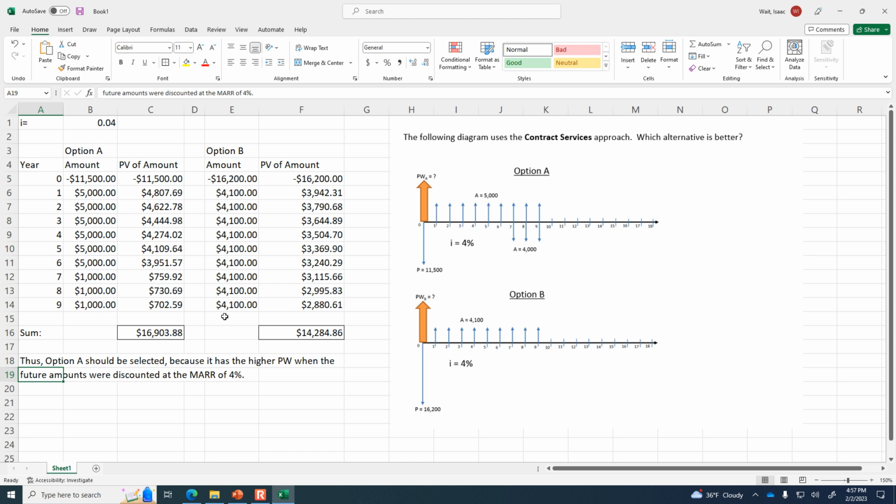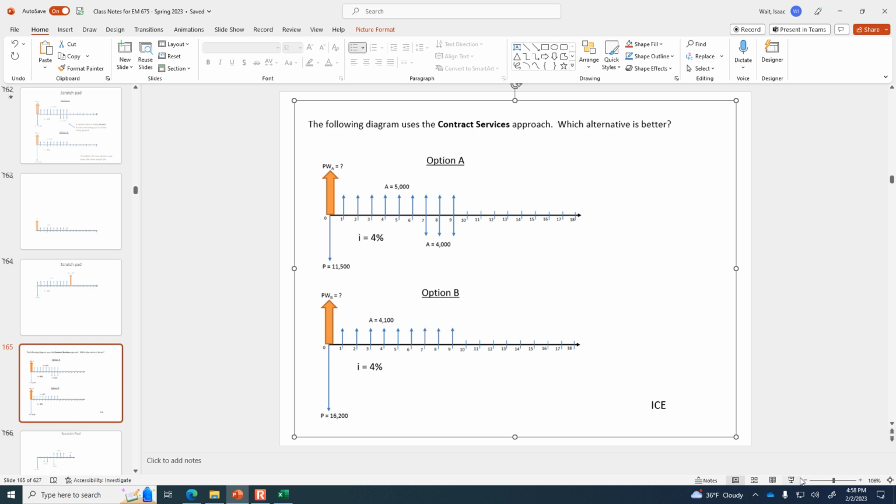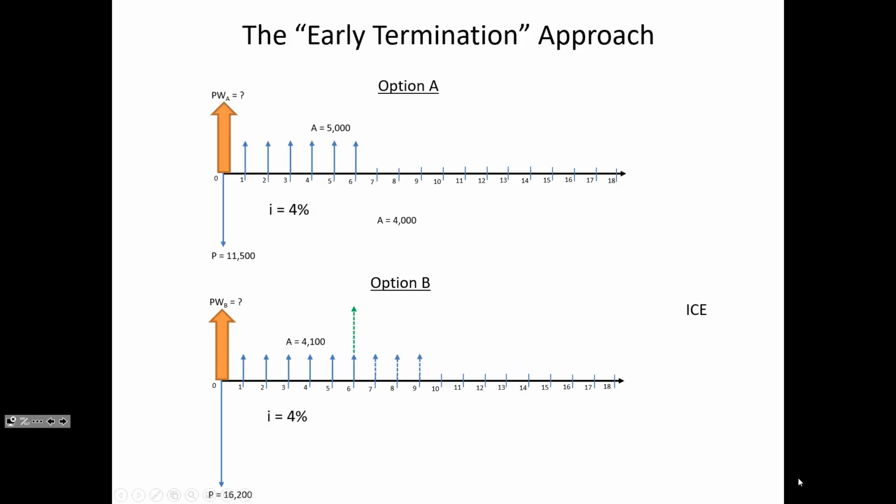Before we move on from this second part of the in-class exercise, are there any questions about this example? Okay, well, if that was contract services, let's talk about early termination.